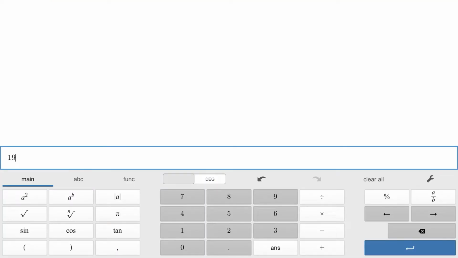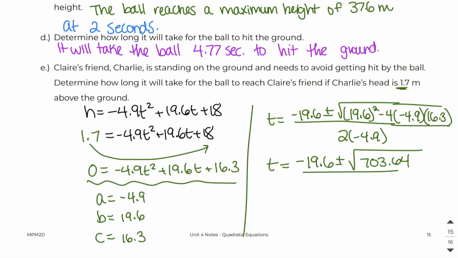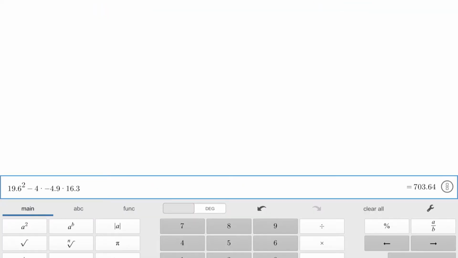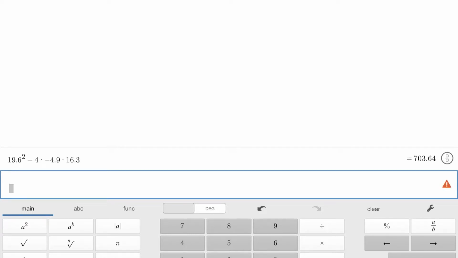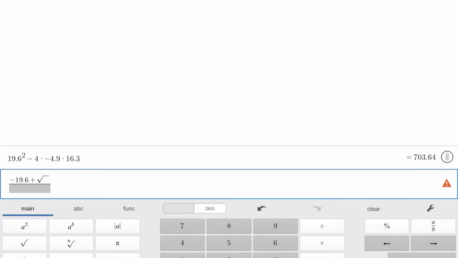So I'll type in 19.6 squared minus 4 times negative 4.9 times 16.3, and I end up getting 703.64. And that's all over 2 times negative 4.9, which is negative 9.8. I'm going to go ahead and type both of these into my calculator to get my two approximate answers. So my first one, I'm still going to need a fraction in here, so I'm going to do my division sign. Negative 19.6 plus the square root of 703.64 all over negative 9.8, and I end up getting negative 0.71.